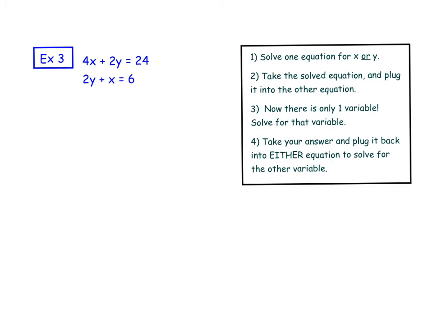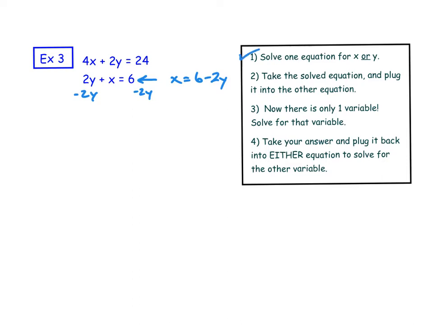We'll look at a couple special cases. So here's another example. We've got 4x plus 2y equals 24, and 2y plus x equals 6. So step 1, we have to solve one equation for x or y. And it looks like the second equation might be relatively easy to solve for x, so I'm going to subtract 2y on both sides. And I get x equals 6 minus 2y. So, step 1 done. Boom.